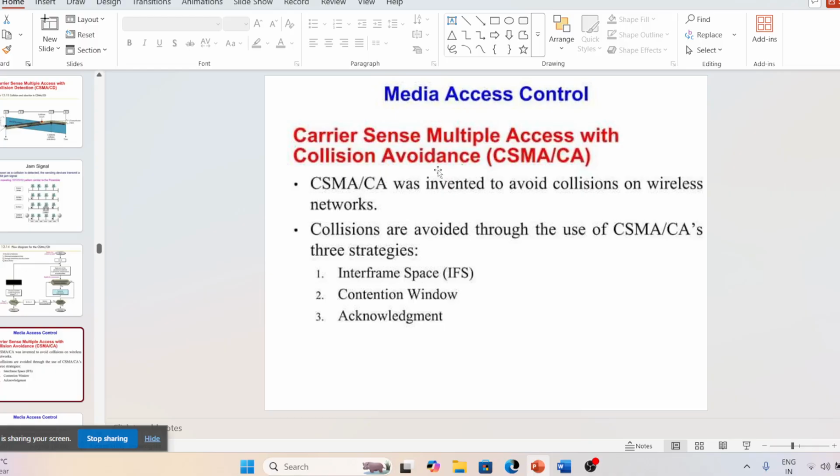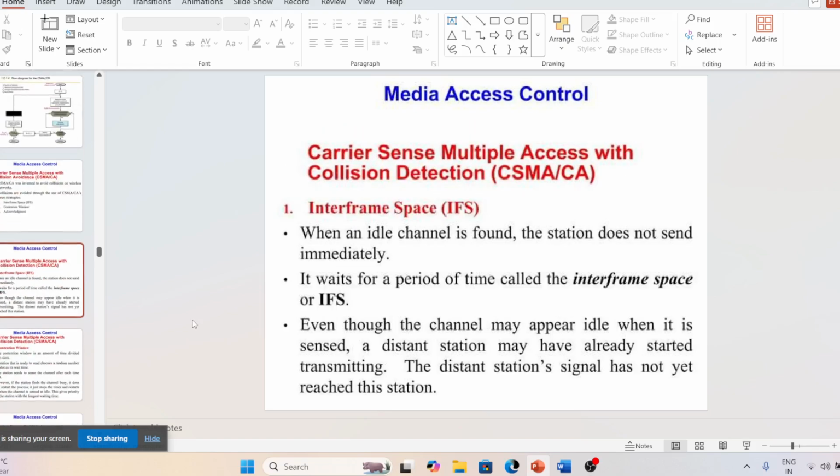Then we have CSMA/CA. Full form is important: Carrier Sense Multiple Access with Collision Avoidance. So this is used in a wireless network. जैसे आपका जो होता है Wi-Fi, so it is used in wireless networks. So we have three strategies here: interframe space, contention window, and acknowledgement. So three things we have.